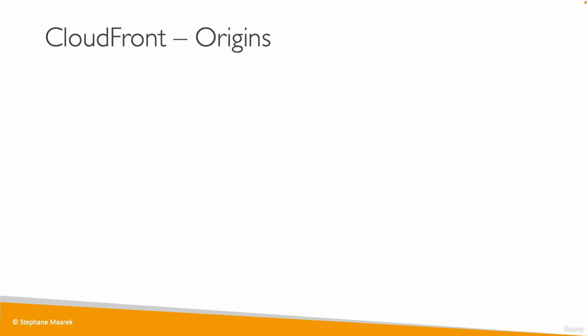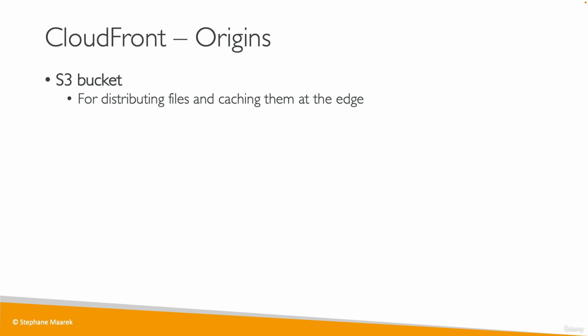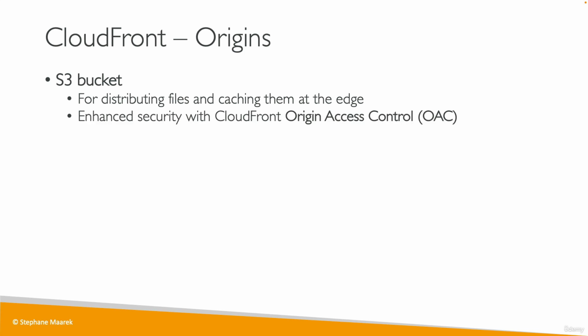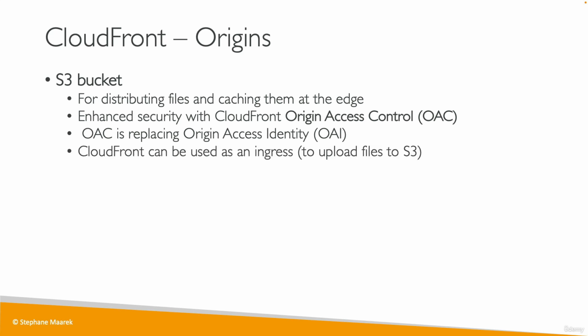CloudFront has several types of origins. For example, you have S3 buckets, which is used to distribute files and cache them at the edge using CloudFront. And to guarantee that only CloudFront can access your S3 buckets, you can use something called the Origin Access Control, OAC, which is replacing the older Origin Access Identity, OAI. CloudFront can also be used as a way to send data into an S3 bucket, so to upload a file to S3, which is called an ingress.